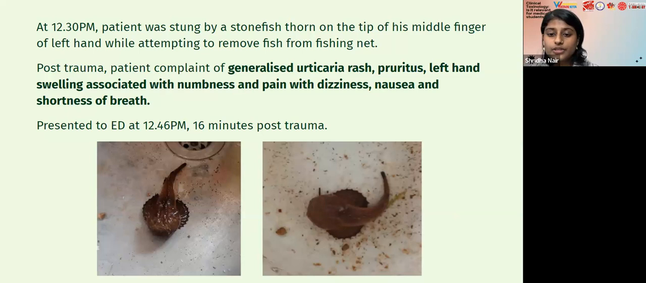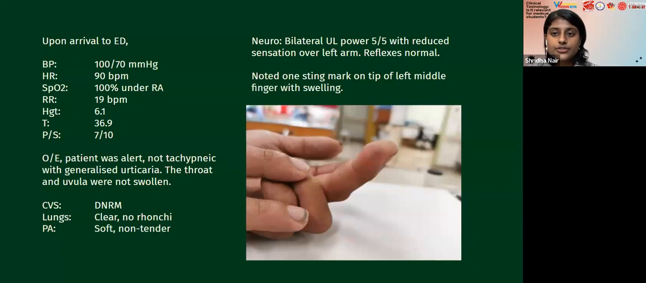Upon arrival to ED, his blood pressure was 170 millimeters mercury, heart rate was 90, normal. His SpO2 was 100% under room air, his respiratory rate was 19 breaths per minute, and his temperature was 36.9 degrees Celsius. His pain score at the time was 7 out of 10.